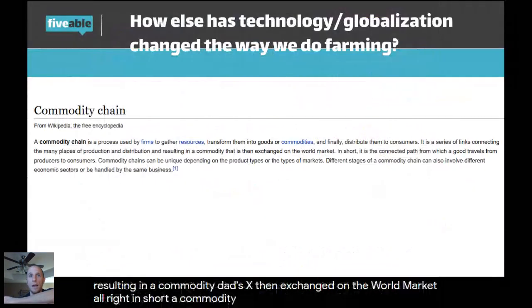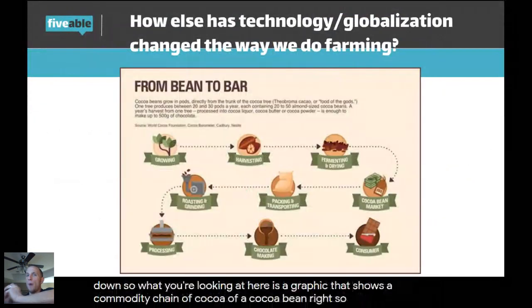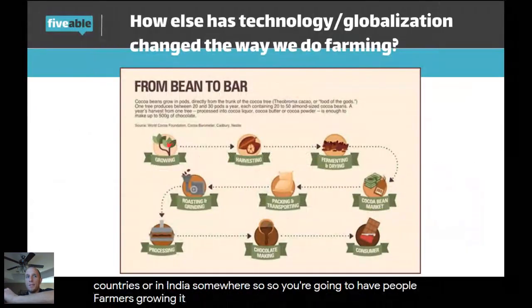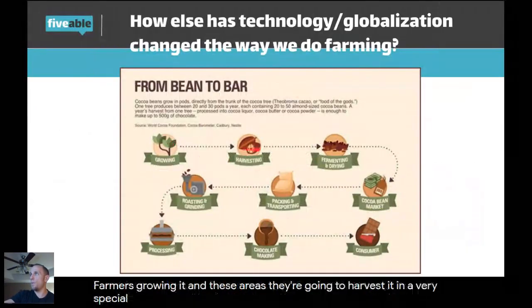What you're looking at here is a graphic that shows a commodity chain of a cocoa bean. Cocoa beans grow in pods on trees, and they don't grow in places like the United States. We already looked at that, right? Cocoa beans are going to grow here in the tropics, in Latin American countries, or in some African countries, or in India somewhere. So you're going to have farmers growing it in these areas. They're going to harvest it in a very special way. They're going to let them ferment and dry.